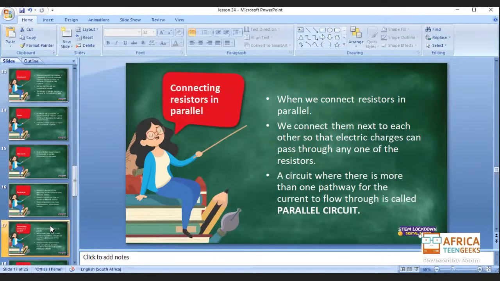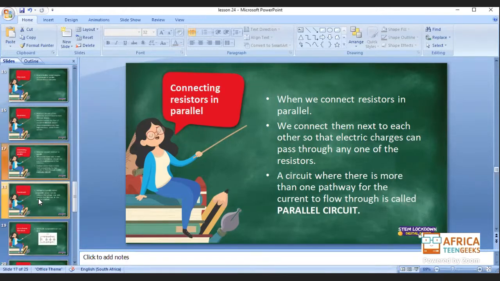So now they are called parallel circuits because they've got more than one pathway. This also makes you remember that in series circuits, we only have one pathway for current to flow through. So that means it actually limits the circuit.